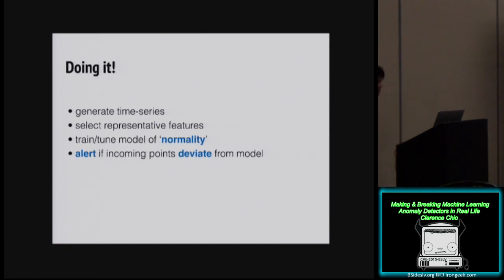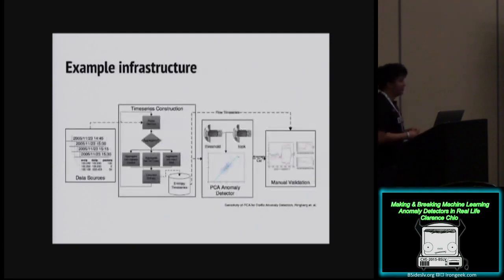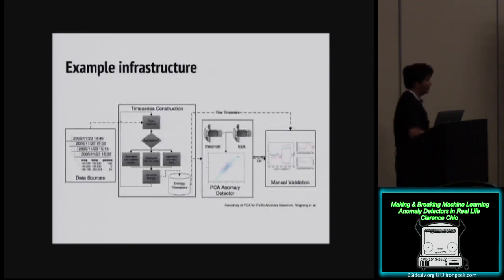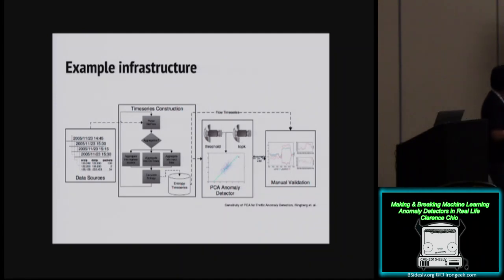And we'll go about doing this by actually looking at how machine learning anomaly detectors are built and how they function. So this is basically what we mentioned earlier. We alert if incoming points deviate from the model of normalcy. This is an example infrastructure that I got from a very popular paper that proposes a kind of machine learning anomaly detector. First of all, you have the data sources on the extreme left.